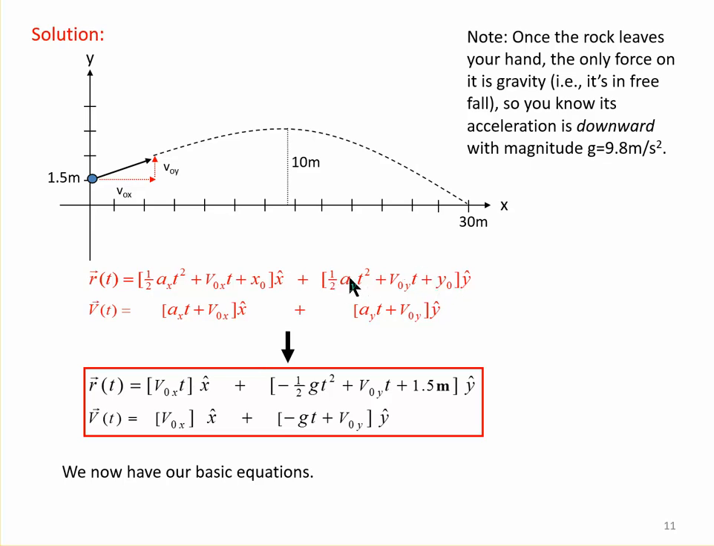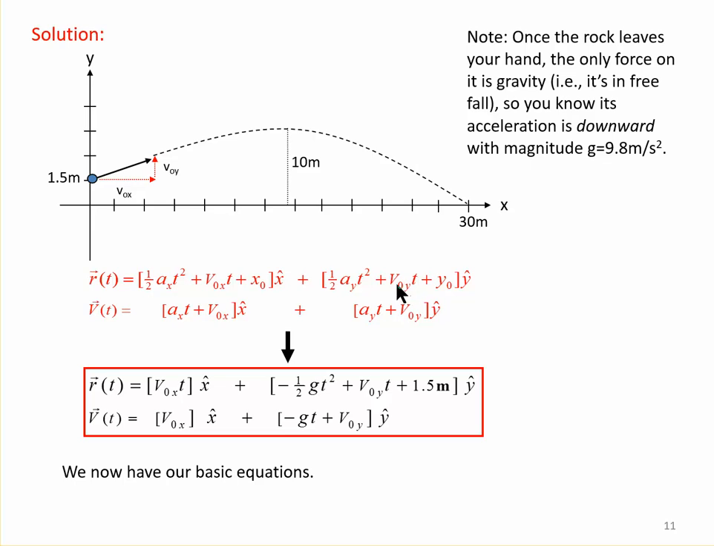Okay. Now let's go over here to this describes the vertical position. The first term here, we have 1/2 a sub y t squared. Well, a sub y is the vertical acceleration. Well, the vertical acceleration has size g, namely 9.8 meters per second squared, and the direction is downwards. So I'm going to replace a sub y by negative g, or negative 9.8 meters per second squared. So this term becomes that.